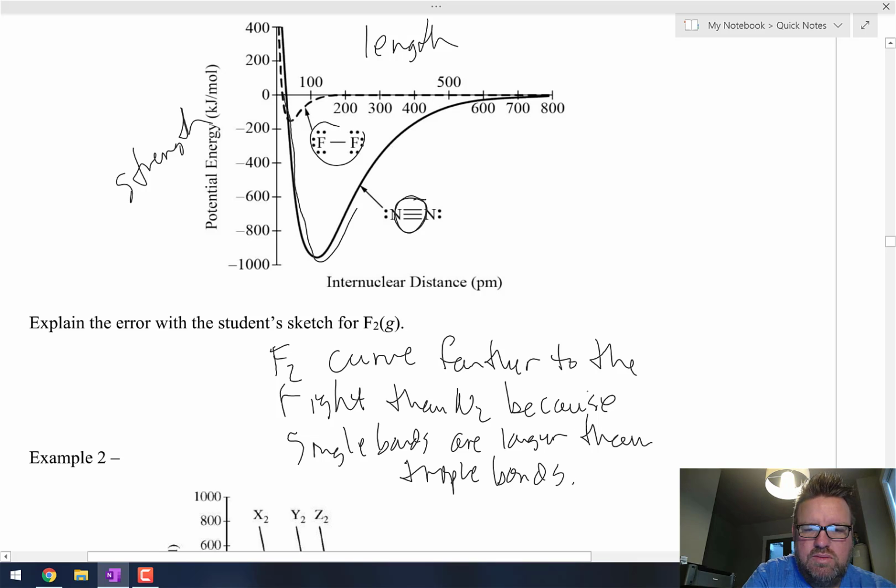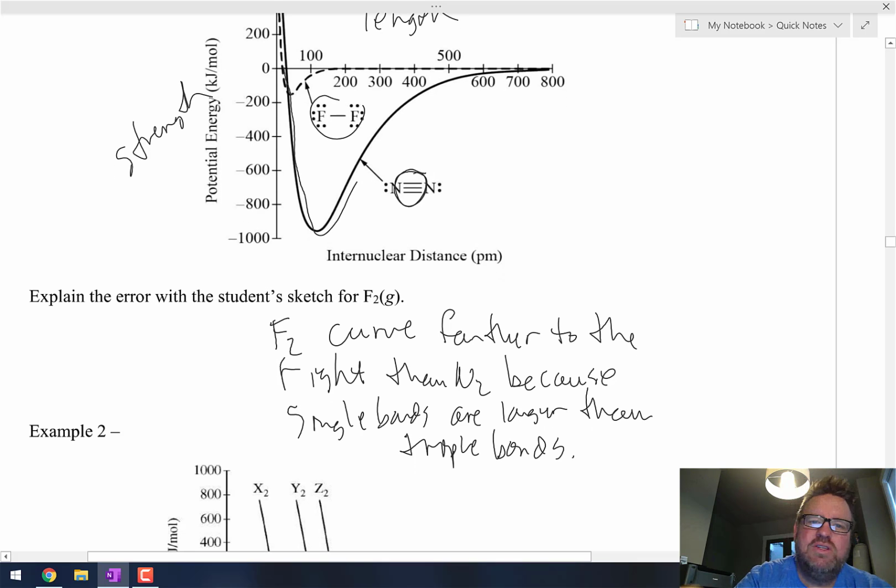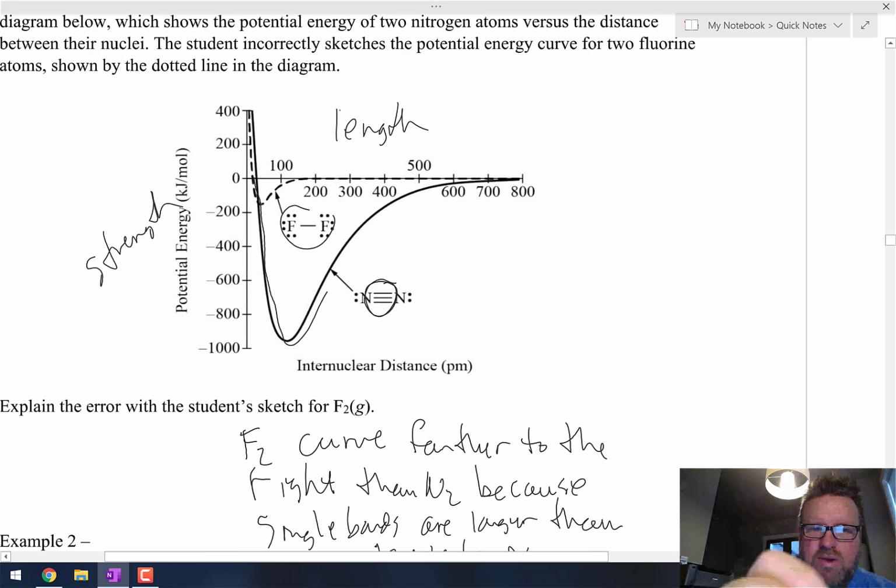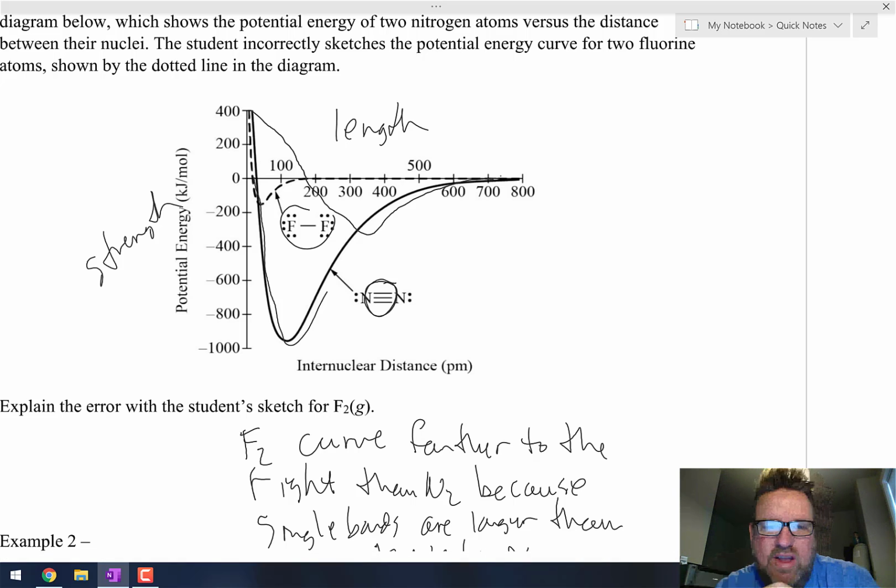than triple bonds. Okay? So basically this curve can go down the same length, but it should be something more like this. And again, that's a terrible drawing, but something more like that. That doesn't go nearly as far down as nitrogen does, but because it's a single bond versus a triple bond, the length between them is going to be much, much greater.